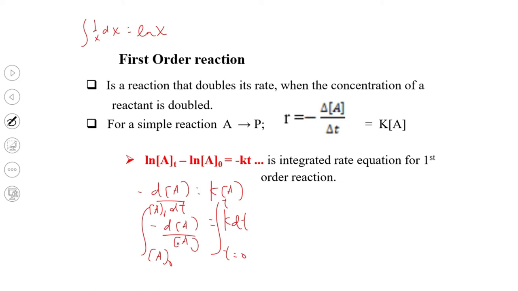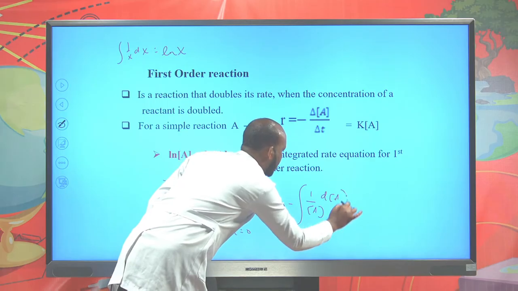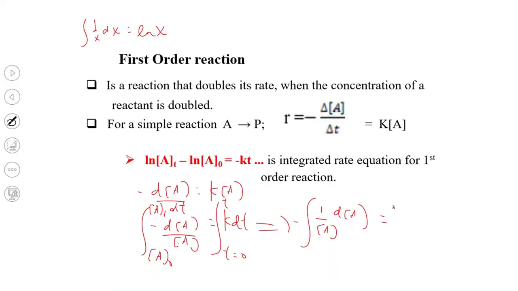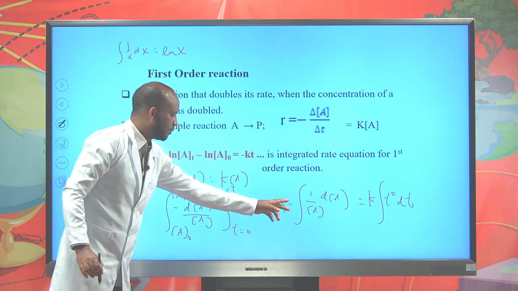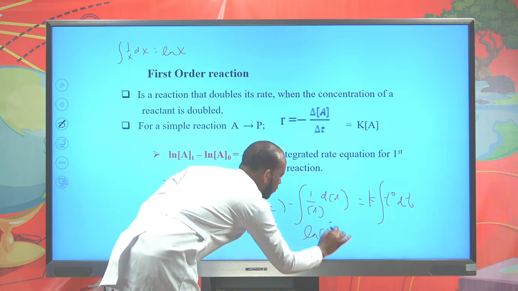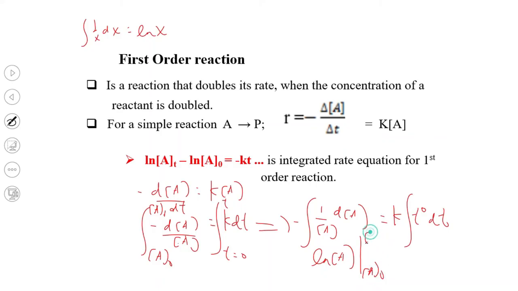Now we can write this as minus the integration of 1 over concentration of M dM equal k, where k is constant. You can factor out k times the integration of dt, which is the same as t to the power of 0 dt. Multiply both sides by negative 1. This becomes ln concentration of M from A naught to concentration of M equal k times the integration of t to the power 0 dt, which is kt, minus kt.